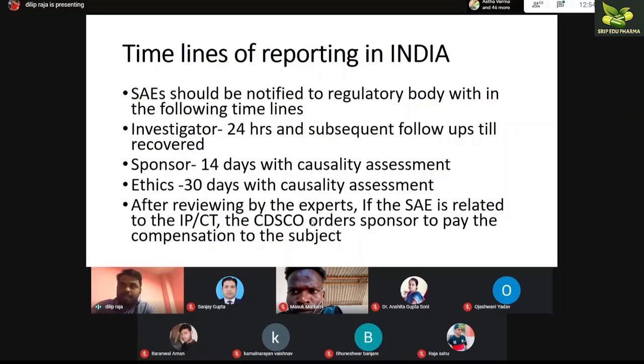If it is a death, there is no need for follow-up submission. But if it is an injury, like a fever, let's say he got admitted to the hospital for 5 days, after 5 days the final SAE report also should be submitted to the regulatory authority, to the sponsor, as well as to the ethics committee. Again, the sponsor and ethics committee should report to the regulatory body, right?